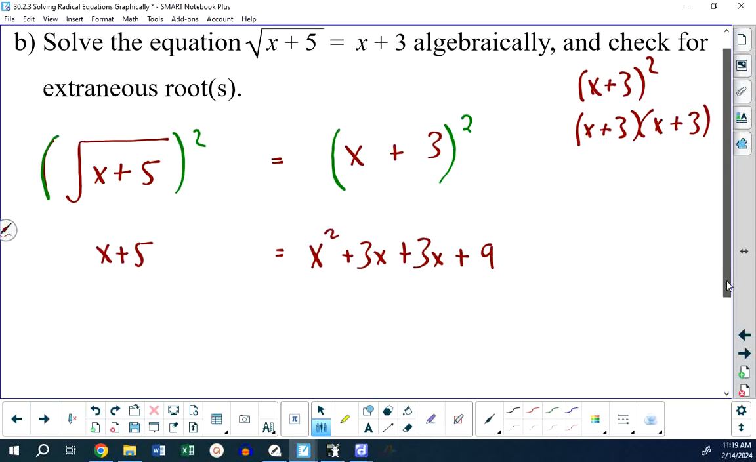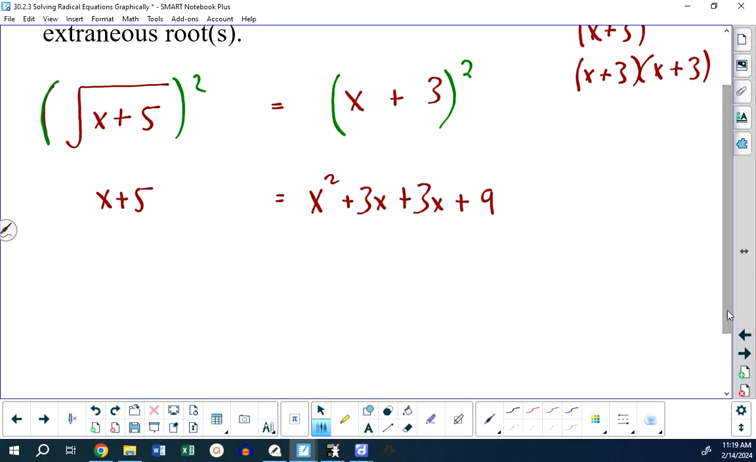Maybe, maybe not. So we have to solve this. We notice that it's quadratic, so in grade 11 math you learn that you need to zero the equation to get x squared plus 5x plus 4 is equal to 0.